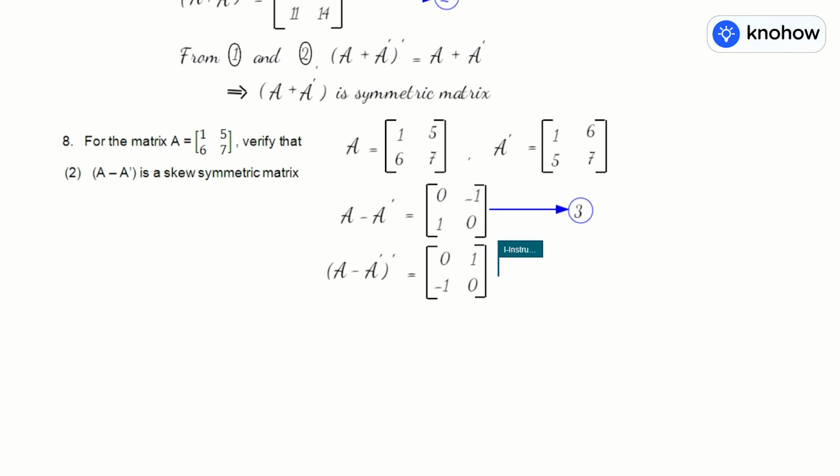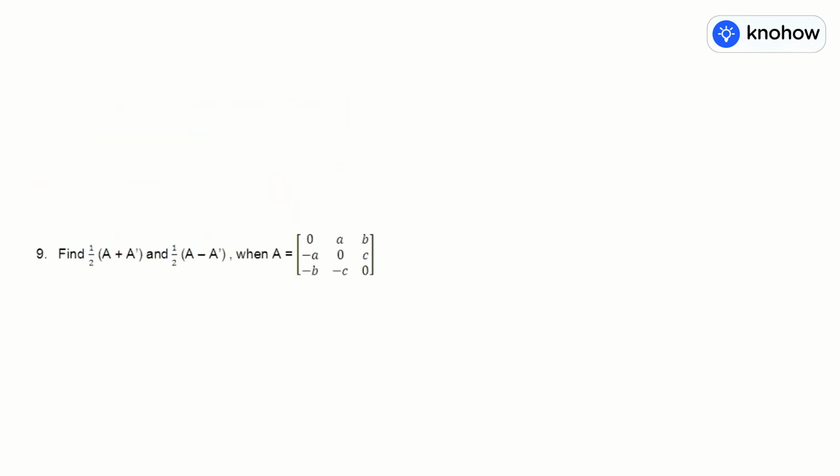Take a negative sign common, you get negative of 0, minus 1, 1, 0. That is, the transpose of A minus A dash, we find negative times 0, minus 1, 1, 0, and from third, this 0, minus 1, 1, 0 is nothing but A minus A dash. So you find it is negative times A minus A dash.